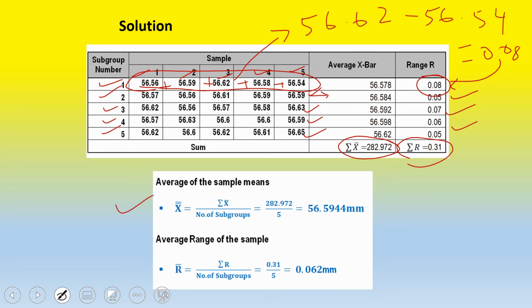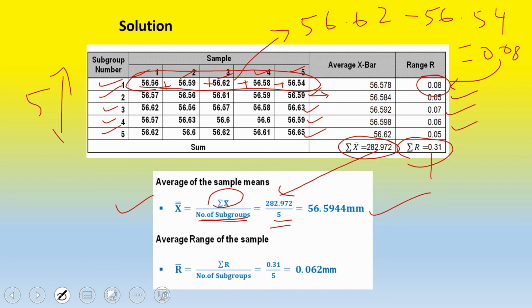You see here how to find the X double bar. The sum of X bar has come here as 282.972. The number of subgroups, how much is the number of subgroups? It is 5. So we are going to divide by 5. Then we will get 56.5944 mm.